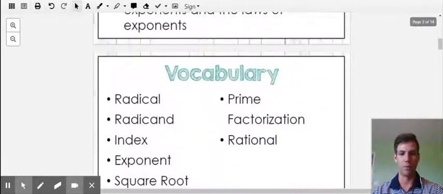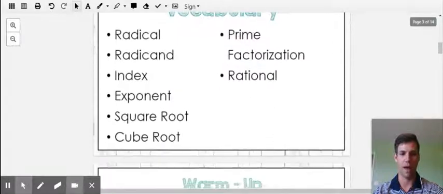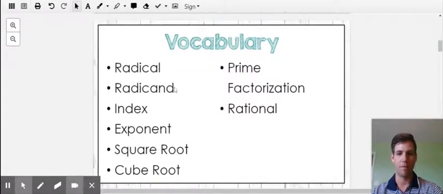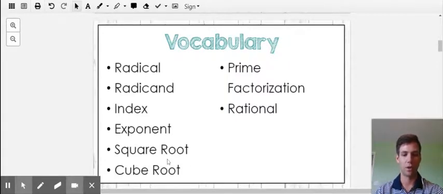Before we move on, we want to talk about some vocabulary words. Many of these things you might recognize, and we'll go over more in a second. Radical, radicand, and index are the three parts to a radical form that you could be writing out. Exponent is fairly straightforward. A square root and cube root are similar. The difference with the cube root is you're looking for a number that multiplies by itself 3 times to reach the answer instead of 2 times for a square root.